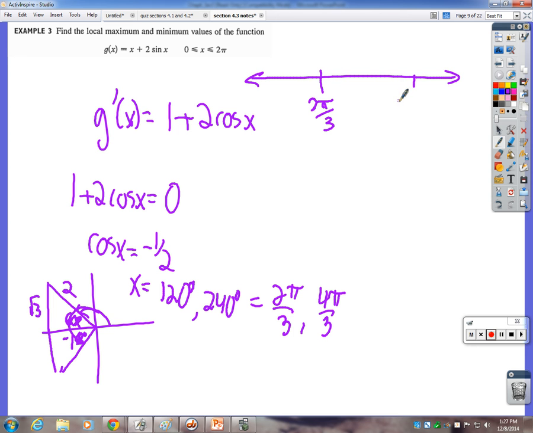So I'm going to put them on this little sign chart here. And then I'm going to pick a number that is not 2 pi over 3 and is not 4 pi over 3. Okay, pi, 1, 2, whatever. You want to go with pi? Okay, so pi would be in between these somewhere. So if I plug pi into the derivative right here, what is the cosine of pi?